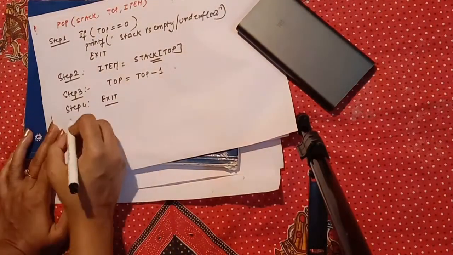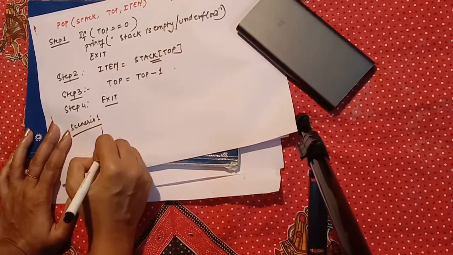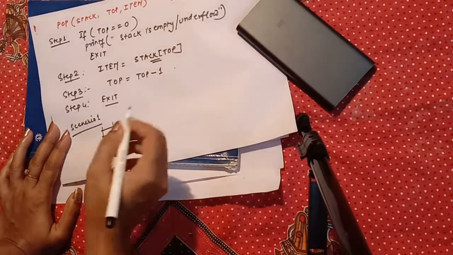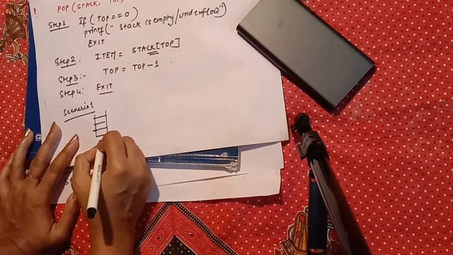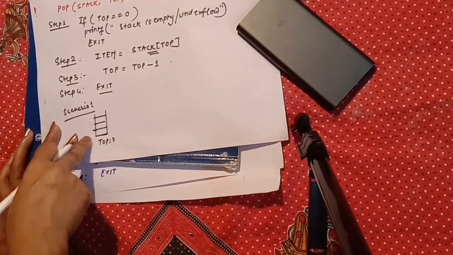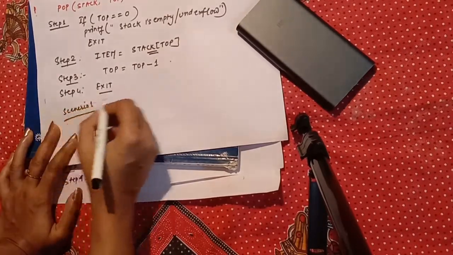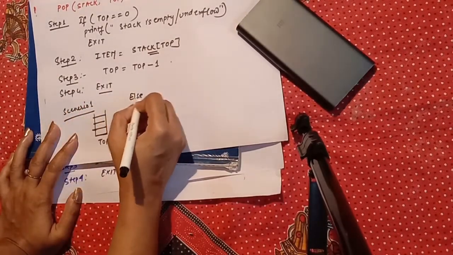Now let's see scenario 1. Suppose this is the top. Here the value of top equals 0. So we can see there is no element, so we cannot delete anything. So this is the first scenario, that is the if part, and then the else part.